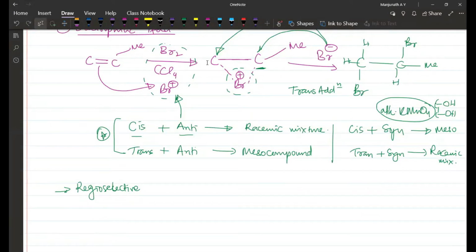Another important feature is they are also stereospecific. Okay. Why are they stereospecific? Because we can predict the geometry of the product formed. A specific type of attack is observed. So specific isomers will come. So this much I should tell you in electrophilic addition. Any doubt?